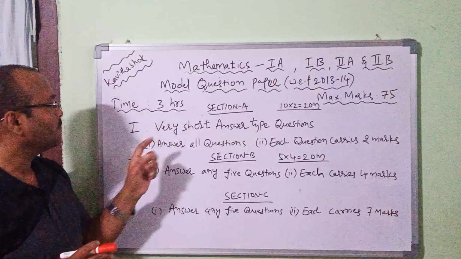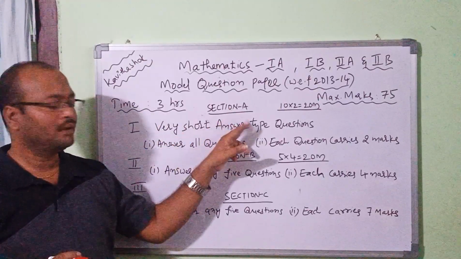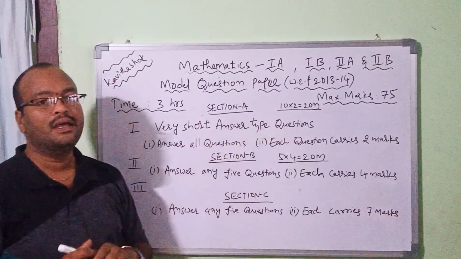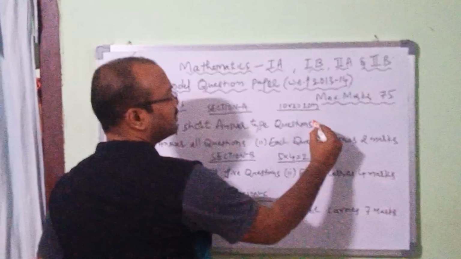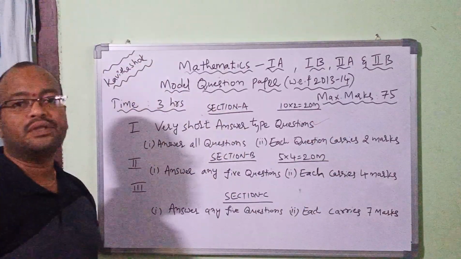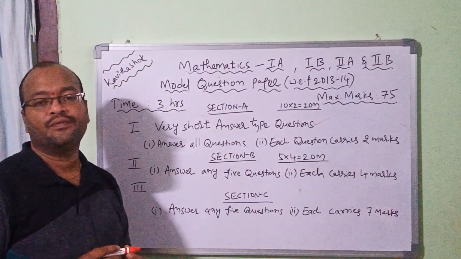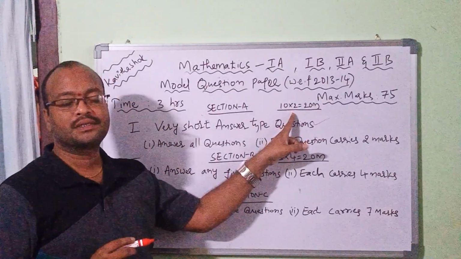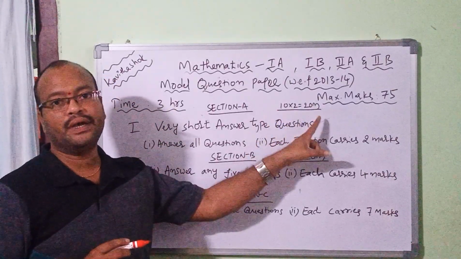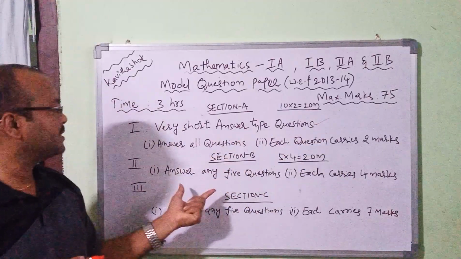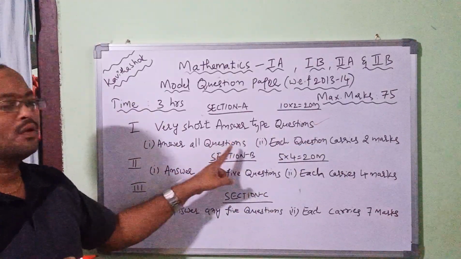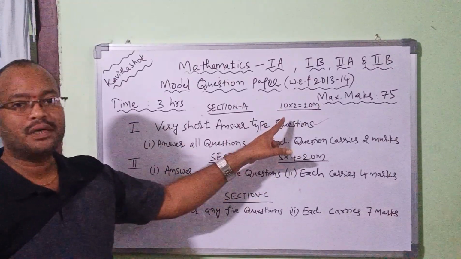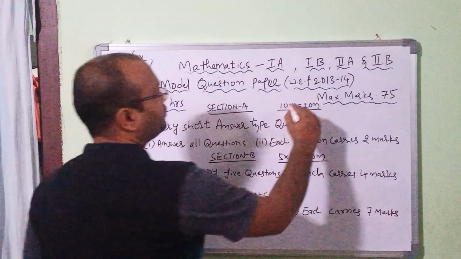Look here. In section A, very short answer type questions are there. Very short answer type means within 2 to 3 steps, maximum 5 steps, we can get the answers. Each question carries 2 marks. This is a compulsory section. Answer all questions. So 10 questions are there. Each question carries 2 marks. Total 20 marks.